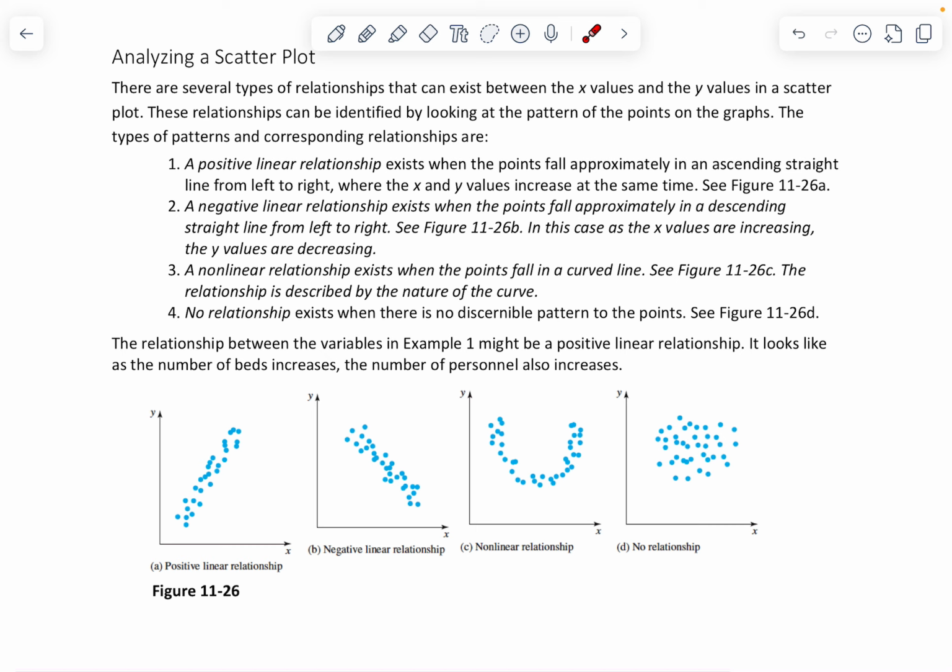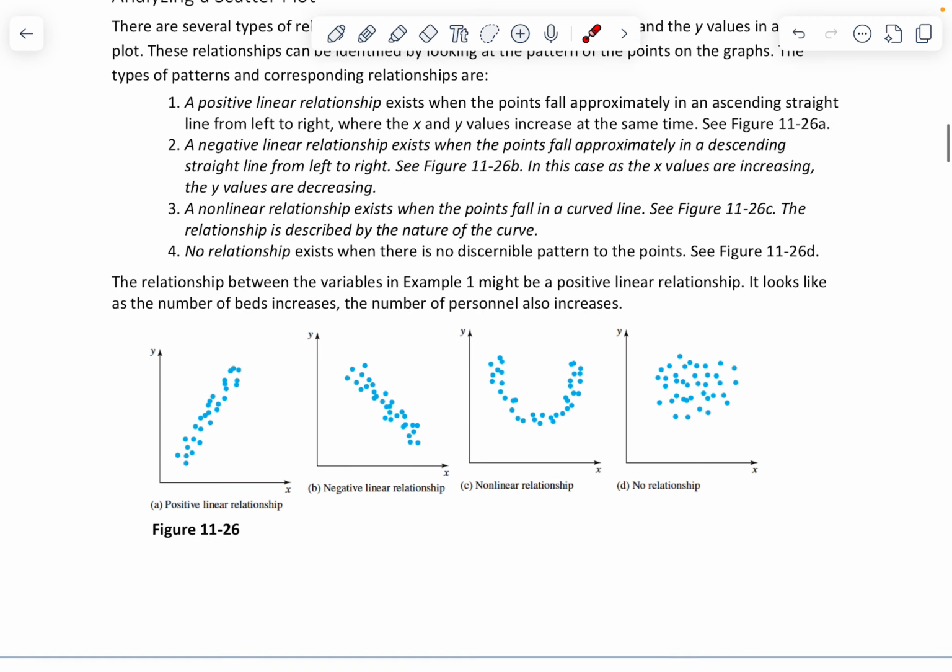So the relationship between the variables in the example we just worked out with the hospital beds versus personnel might be described as a positive linear relationship. It looks like as the number of beds increases, the number of personnel also increases.